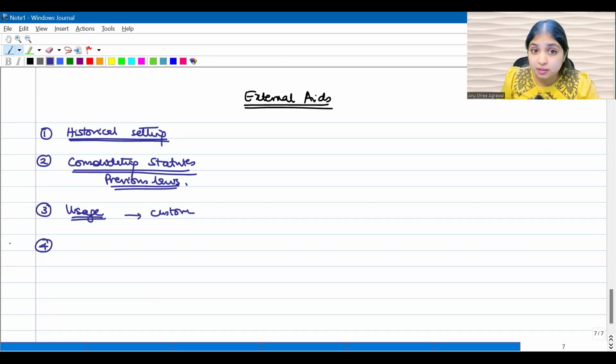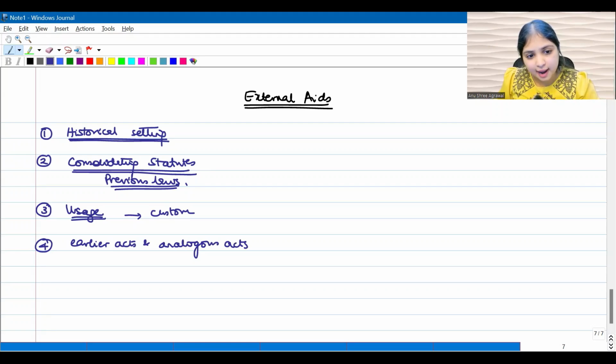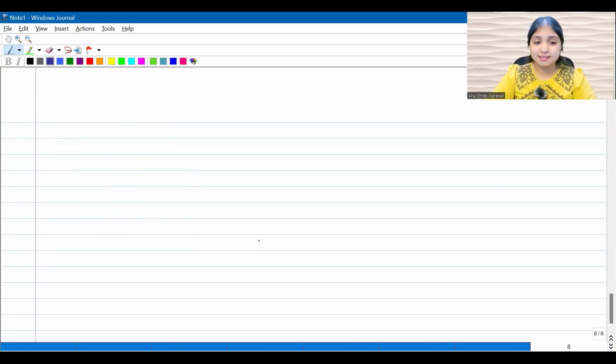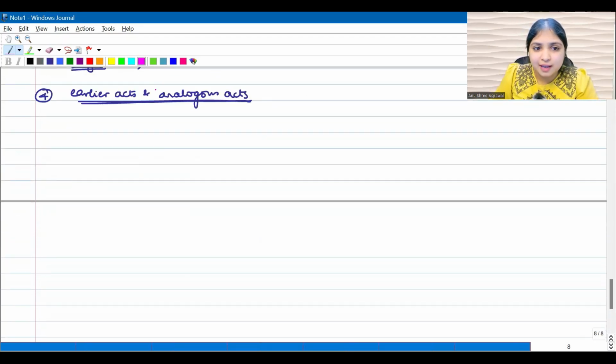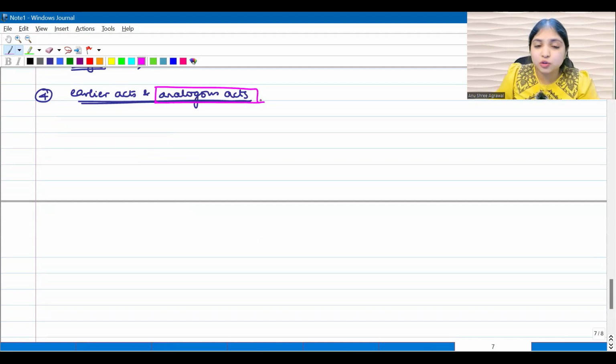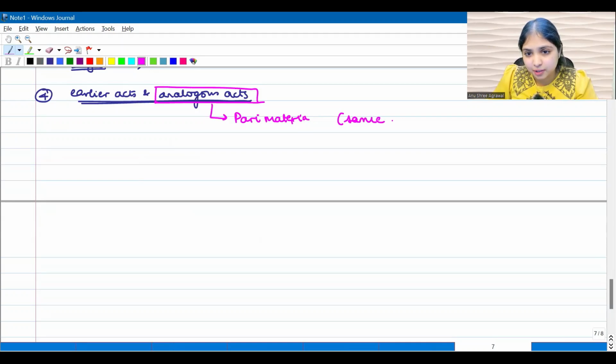Then the fourth external aid is earlier acts and analogous acts. Earlier acts and analogous acts. See, let us try to understand this simply. What does the word analogous act mean? Analogous acts are those acts which are pari materia. But what is pari materia? Pari materia means the same subject matter.